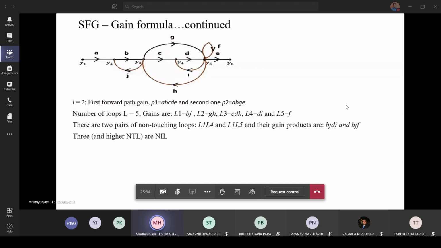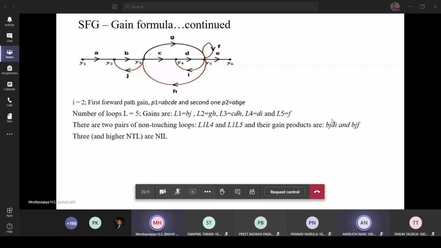Sir, non-touching loops. Sir, 5 loops, namely what are the loops? I wrote again B and J, through G and H, the third one is CDH, the fourth one is D into I, and the fifth is F.